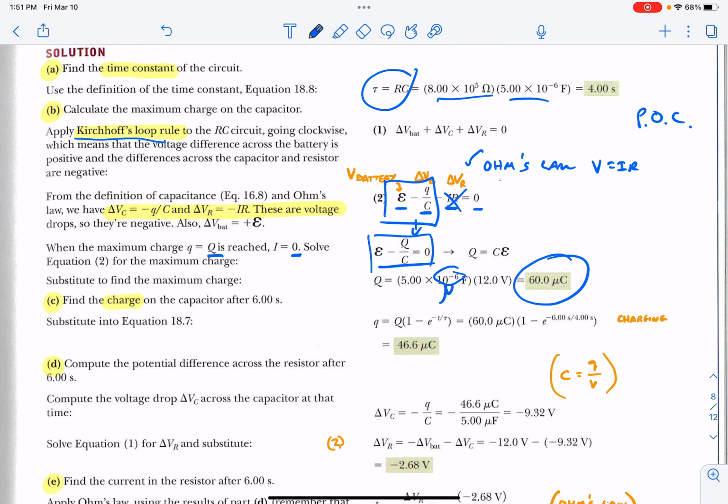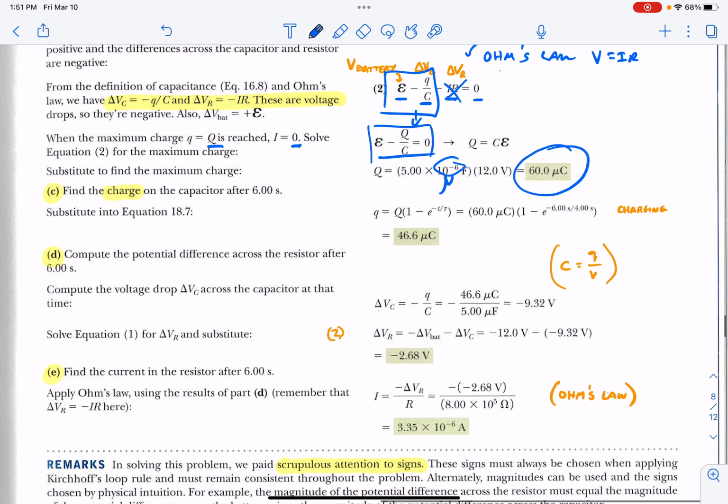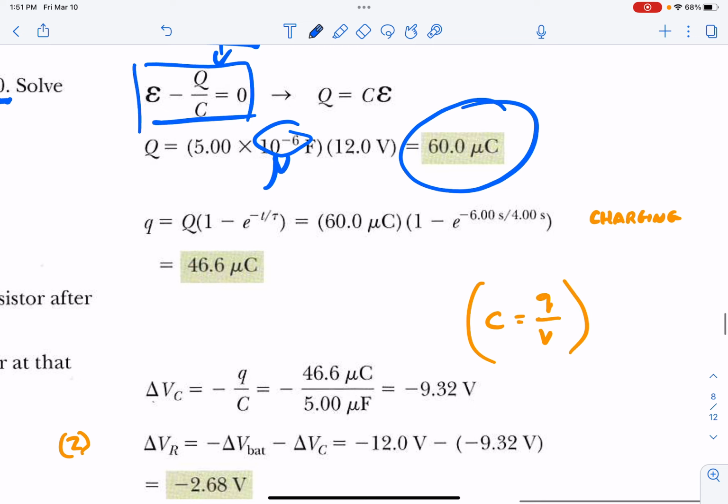Now we can find the charge on the capacitor after 6 seconds. And in order to do that, we need to put 6 in for our time.